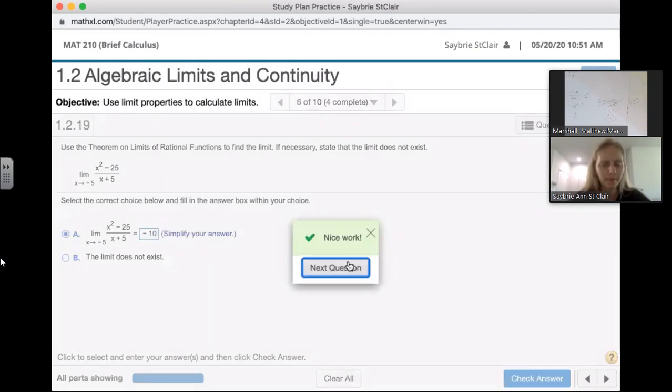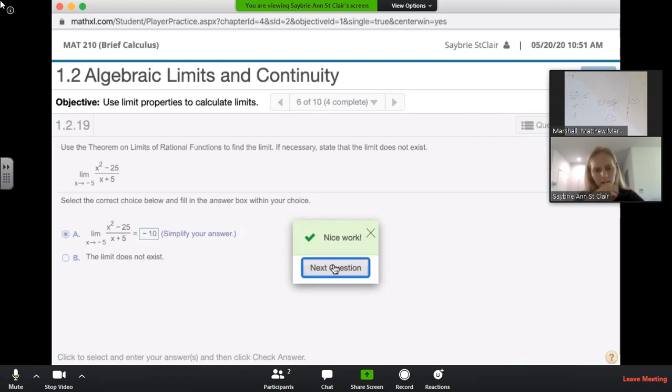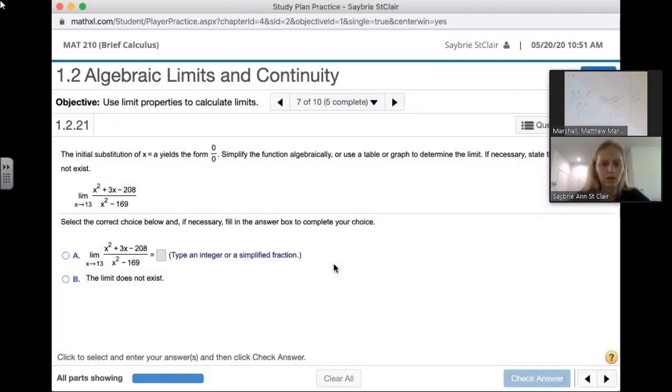It looks like the limit wouldn't exist, because if you plug in -5 on the bottom of that fraction, it gives you 0, undefined, which is bad. But that little work that I showed you on the side, remembering how to factor and cross pieces off, it changes the answer a little bit.